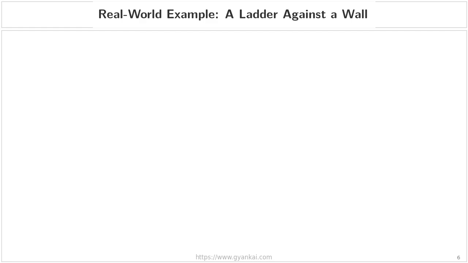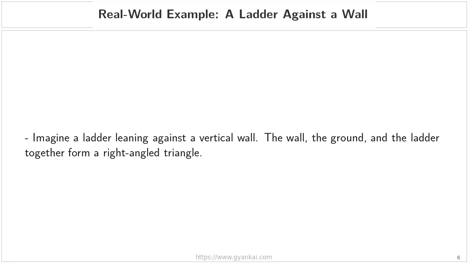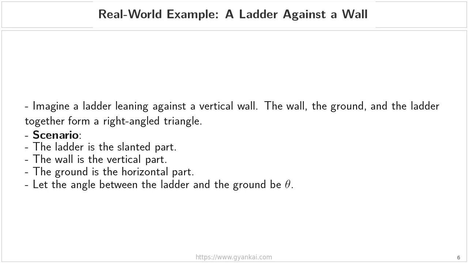Real-world example, a ladder against a wall. Now that we have mastered the theoretical definitions of the sides, let's apply what we've learned to a real-world scenario to see how these labels work in practice. Imagine a ladder leaning against a vertical wall. If you look at the shape formed by the ladder, the wall, and the ground, you'll see they form a perfect right-angled triangle. Let's break down this scenario. The ladder represents the slanted part of our triangle, the wall is our vertical part, and the ground is our horizontal part. To make our identification process precise, let's designate the angle formed where the ladder meets the ground as theta.